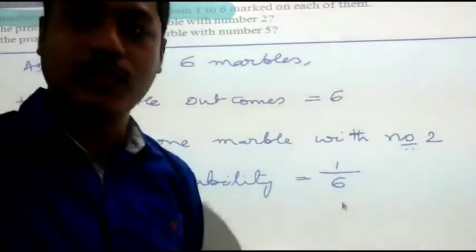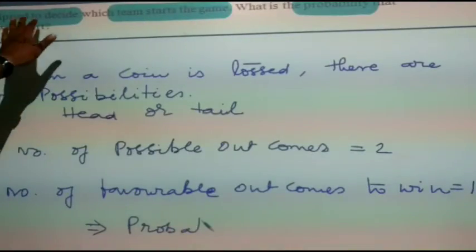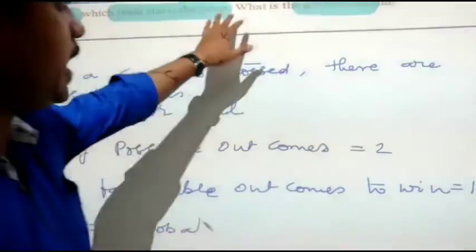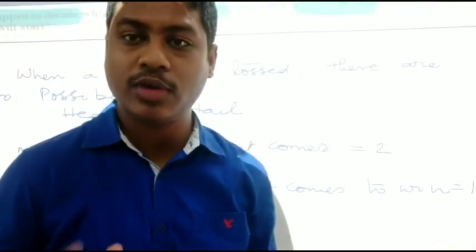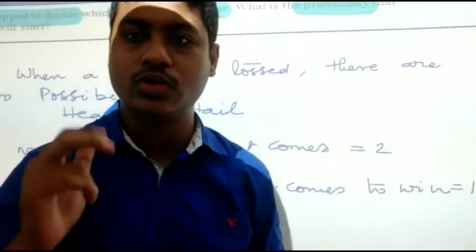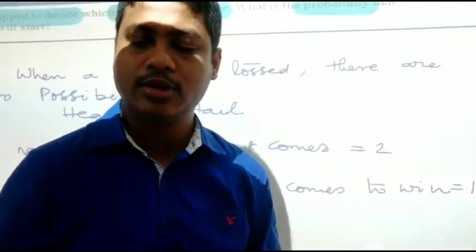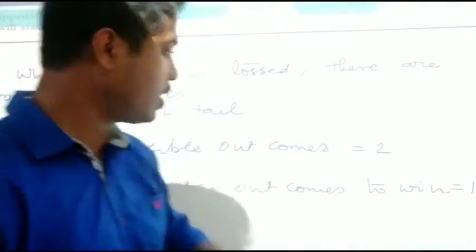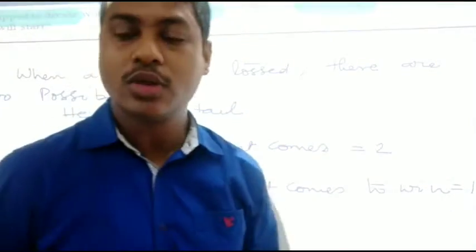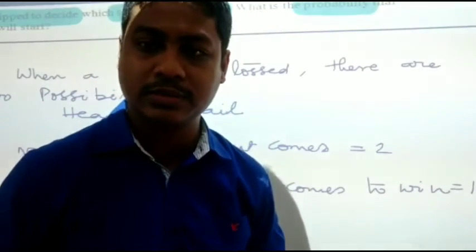Now let us move to question number 3. A coin is flipped to decide which team starts the game. What is the probability that your team will start? As we know, a coin has only 2 outcomes: either head or tail. So the total number of outcomes is 2.